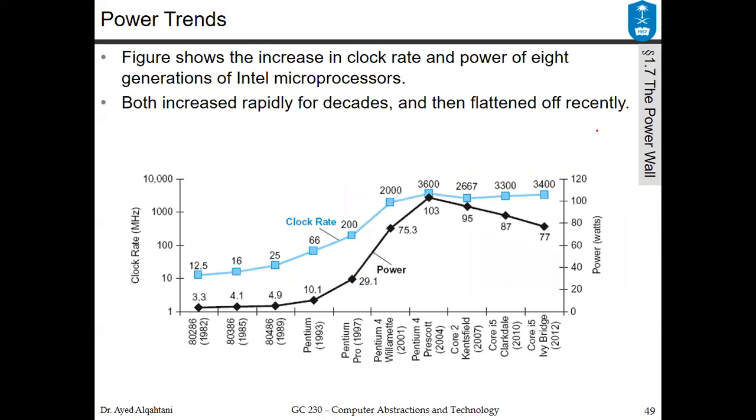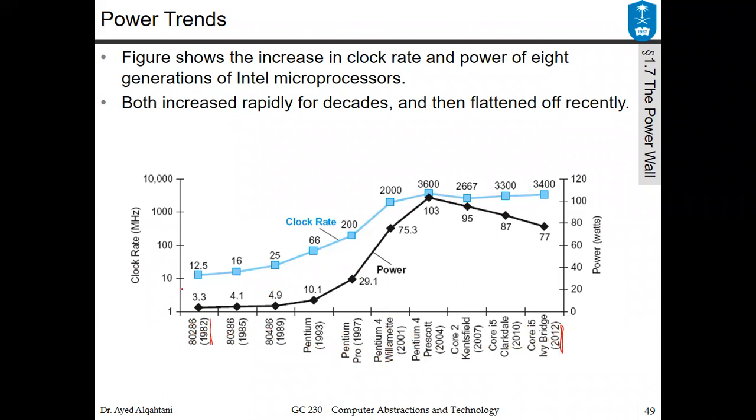Now, we will talk about the power consumption. The power trends, as you can see in the figure here, starting from this year, on this generation, this is for Intel only, 8286, and then 8386, 8486, then Pentium, Pentium Pro, Pentium 4, and there are many versions of it, all the way up to Core i5 in 2012.